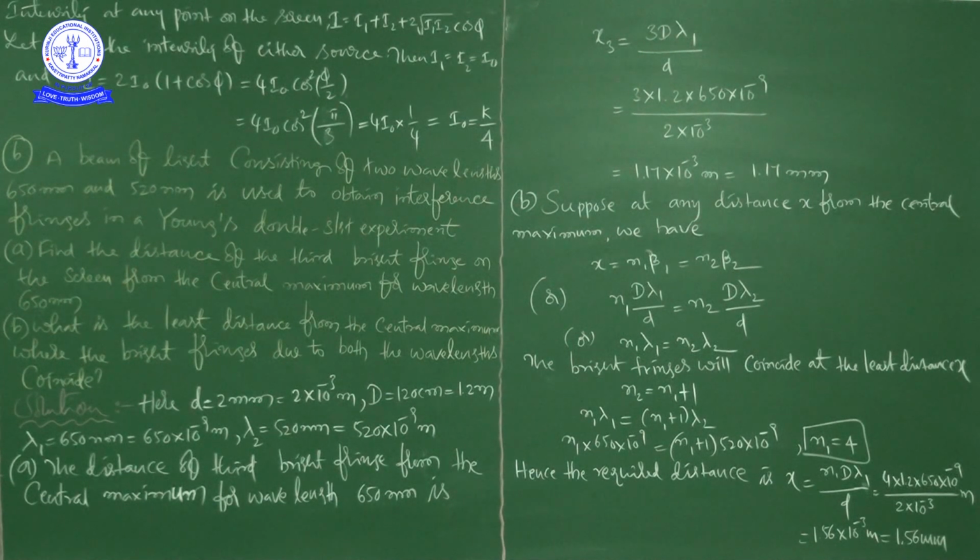So that is the intensity. What is the intensity of light at a point where path difference is lambda by 3? It is k by 4.